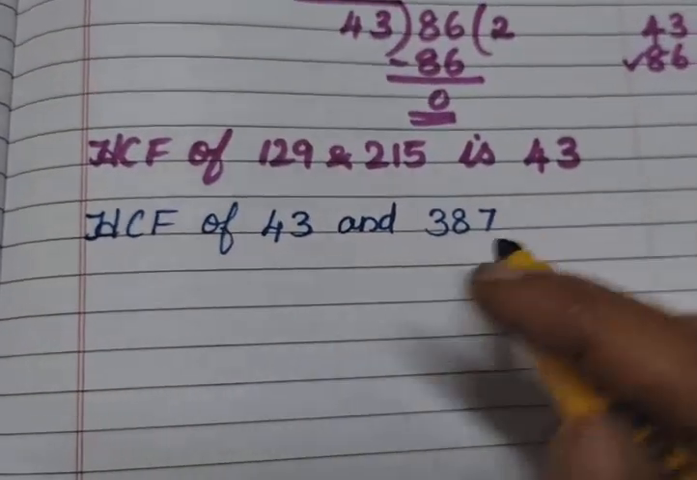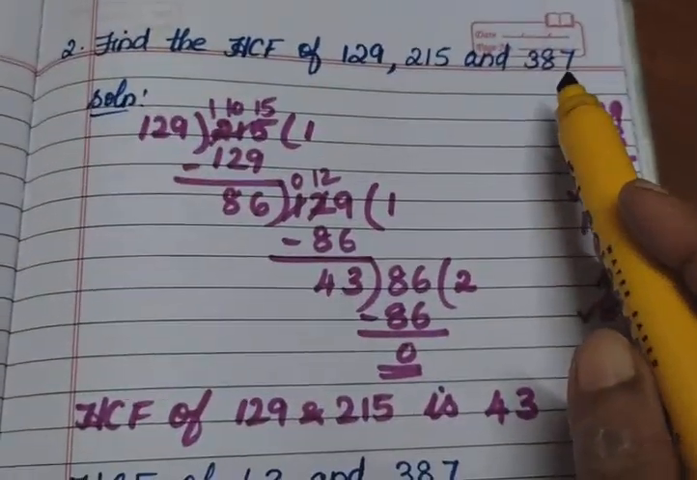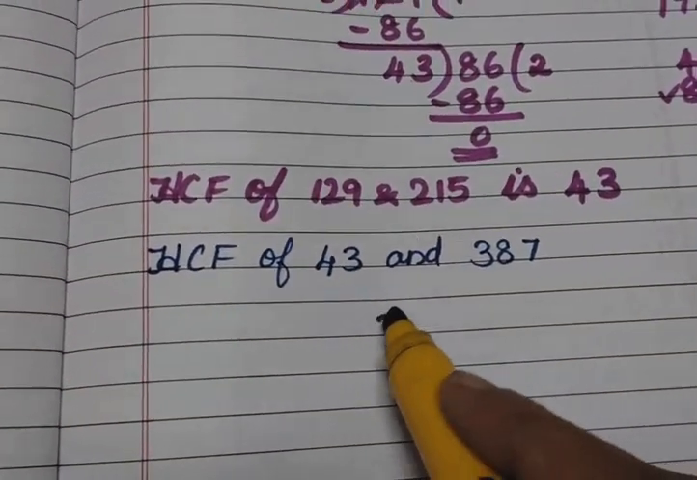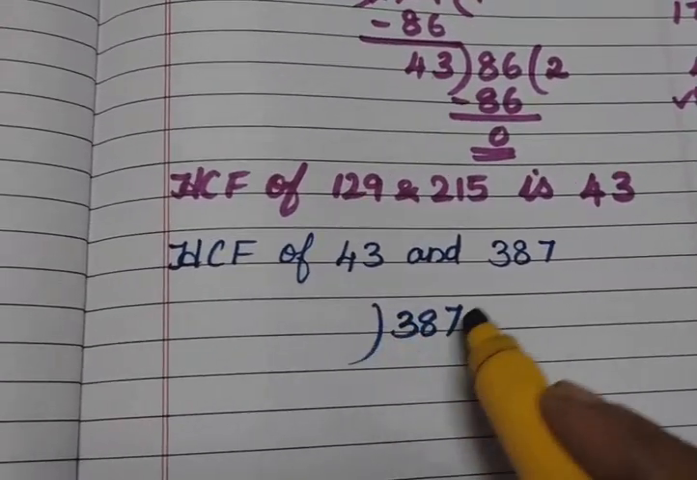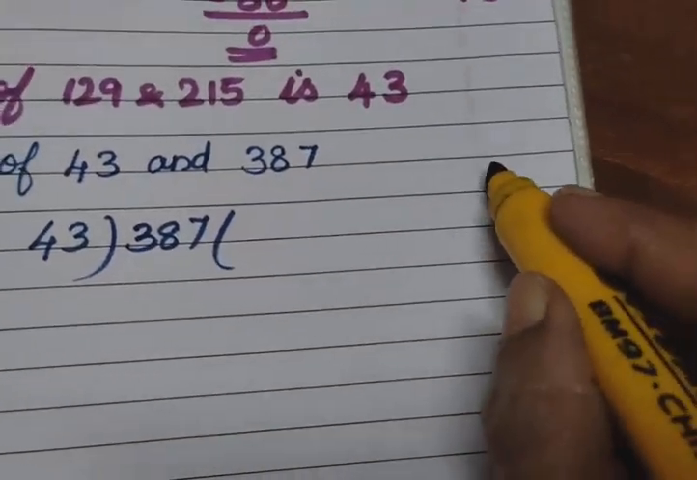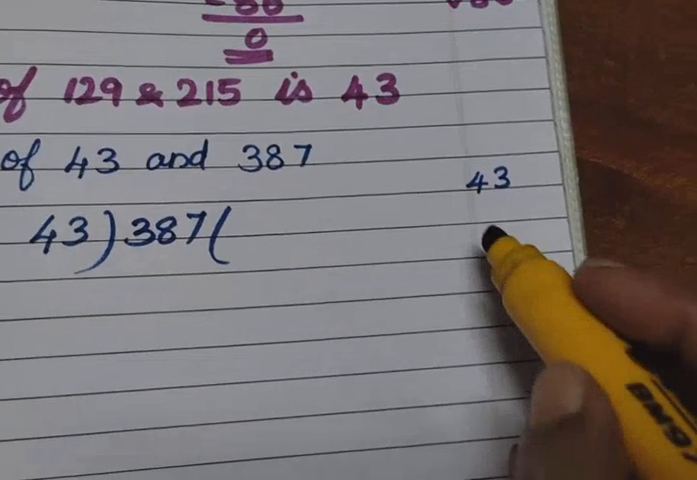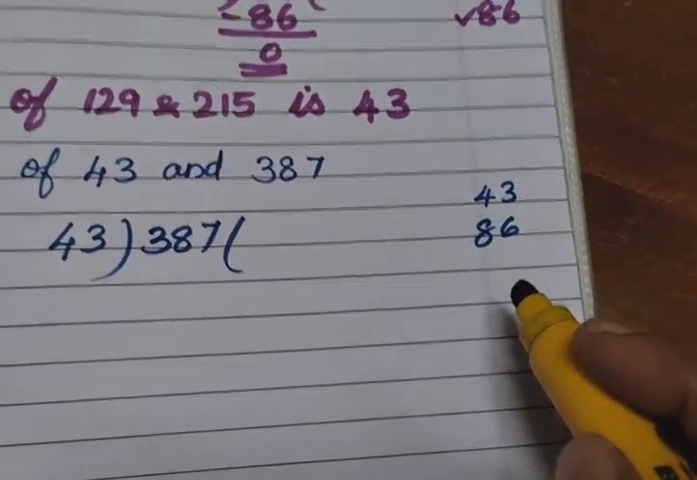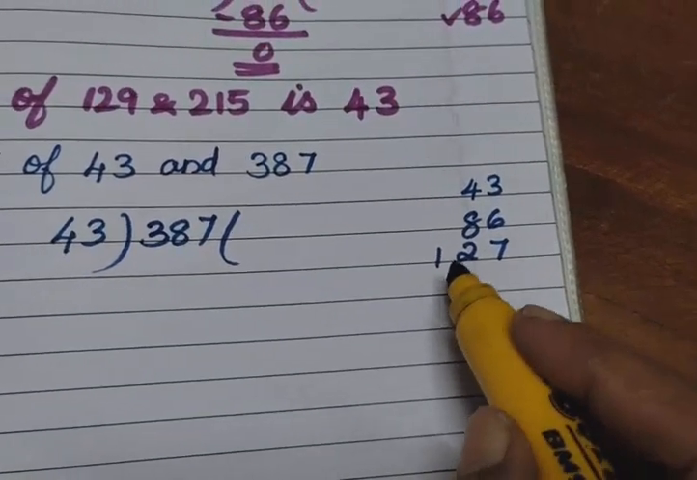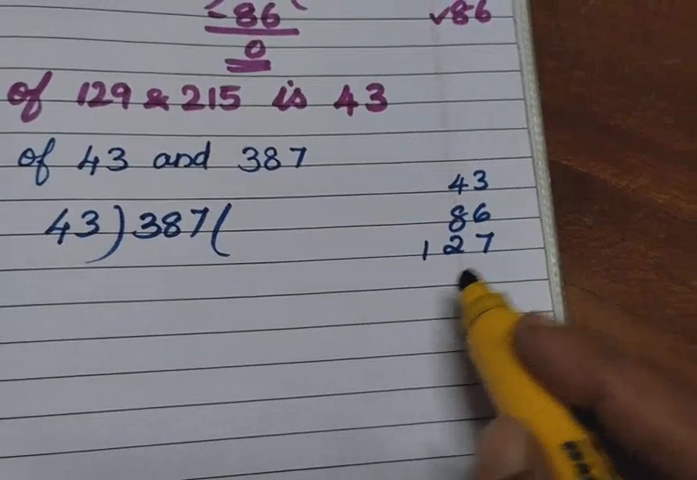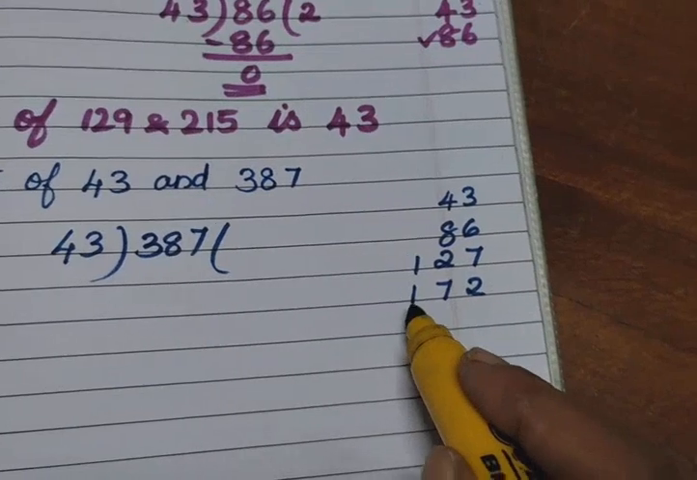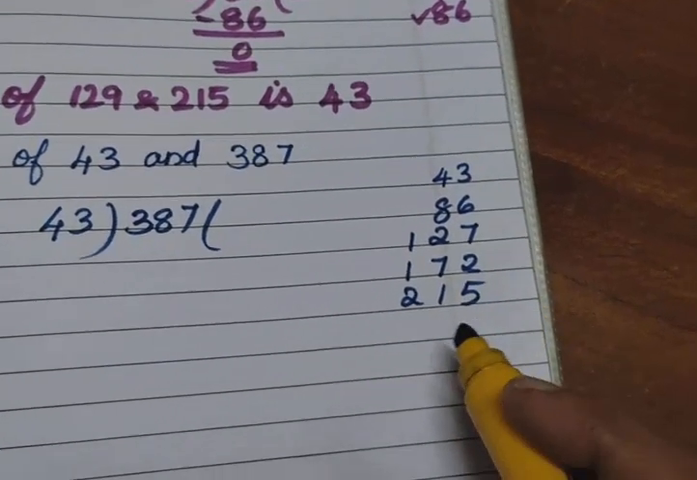Children, HCF of this 43 and our third number 387. Okay. So here the greater number is 387. So we are going to divide by 43. Okay, children. So we need the table of 43. 1 43 is 43. 2 43s are 86. Okay. Multiply and write. Table, otherwise very difficult. Then 3 43s are 129. 4 43s are 172. 5 43s are 215.